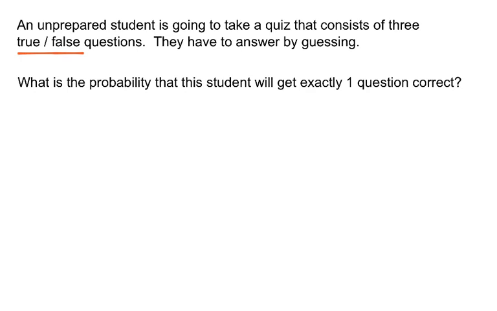We can see here that we have 3 trials. We have 3 questions on the quiz, so we have 3 trials, which means we're going to use the 3rd row of Pascal's triangle. So when we set up Pascal's triangle and go down to the 3rd row, we can easily see that it's the 3rd row because the first number after the 1 is a 3. So that's the 3rd row of Pascal's triangle.